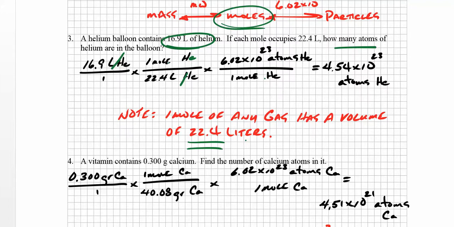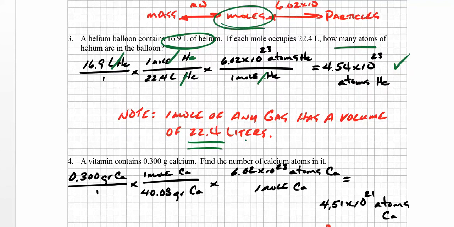So upper left, 1 mole of helium, in the lower right, and I'm looking for atoms of helium. There are 6.02 times 10 to the 23rd atoms per mole. At that point, I'm done. Let's get to the calculator and multiply 16.9 by 6.02 times 10 to the 23rd, hit the equal button and then divide by 22.4 liters. I get 4.54 times 10 to the 23rd atoms of helium, and that problem is done.